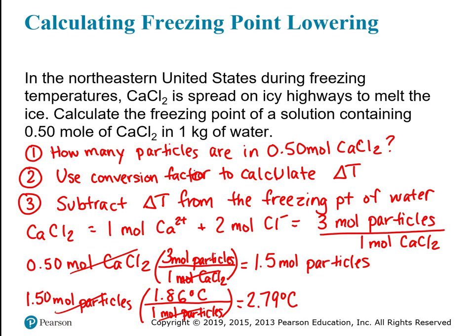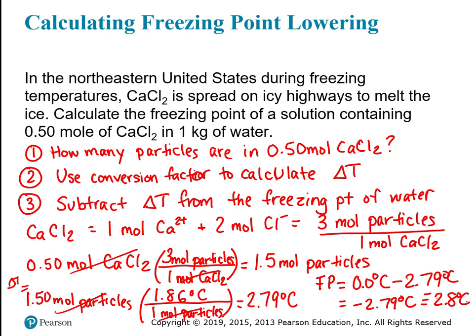The third part, because we're not done yet, we know we have a change in temperature, but we don't actually have the freezing point yet. So our freezing point is going to be equal to 0 degrees Celsius minus 2.79 degrees Celsius. So that's negative 2.8 with 2 significant figures.